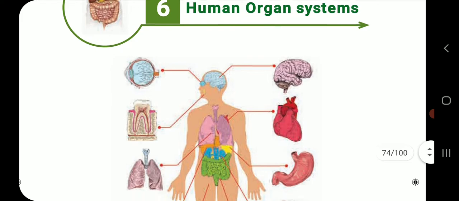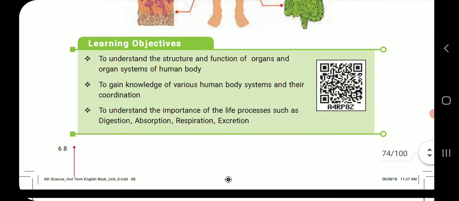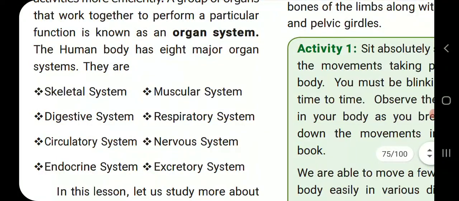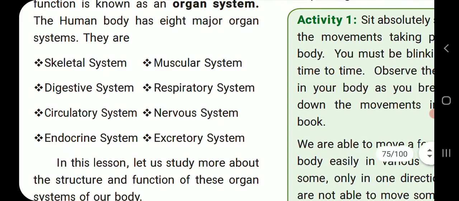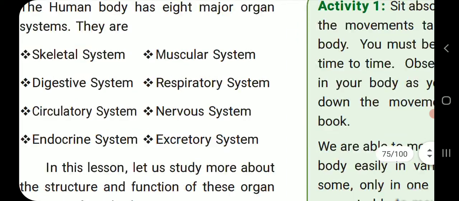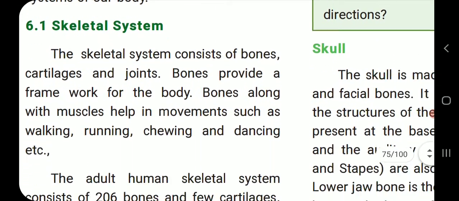Okay, the human organ system consists of many organ systems. The main organ systems which we have in our body are the skeletal system, muscular system, digestive system, respiratory system, circulatory system, nervous system, endocrine system, and then finally the excretory system. In this lesson, we are going to see what the systems involved in our human organ system are, what the main parts are, and what their functions are.